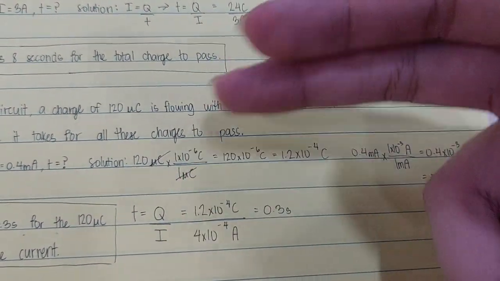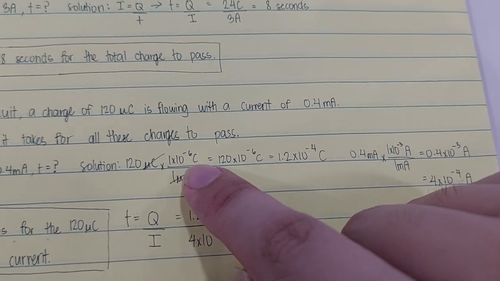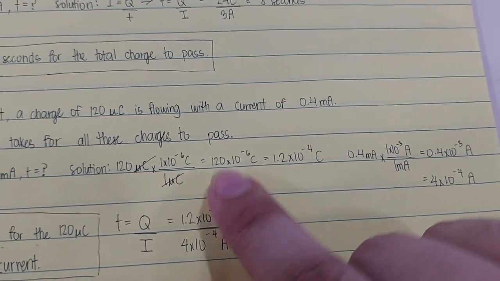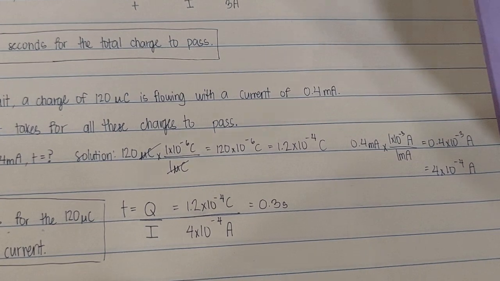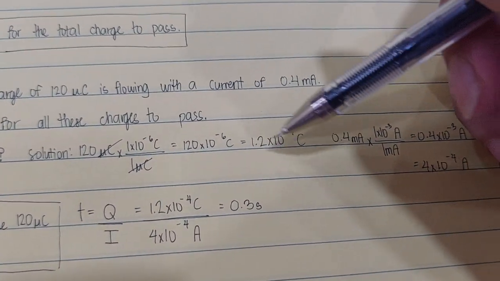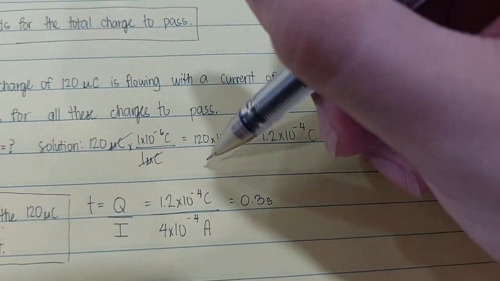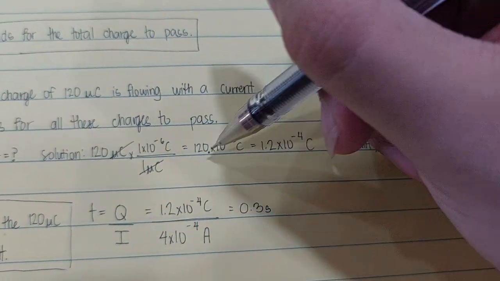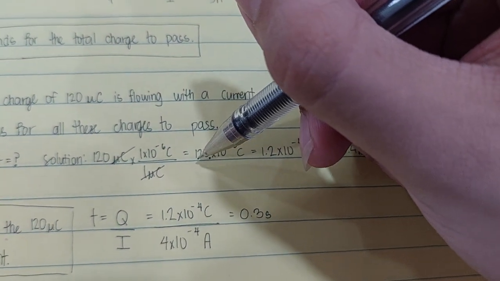We all know that 1 microcoulomb is just 1 times 10 to the power of negative 6 coulombs. So put that in your calculator and you should end up with 120 times 10 to the power of negative 6 coulombs. You can also further simplify this into 1.2 times 10 to the power of negative 4 coulombs. The reason for that is because our decimal point starts here and we want to make the decimal point right beside the 1, right?